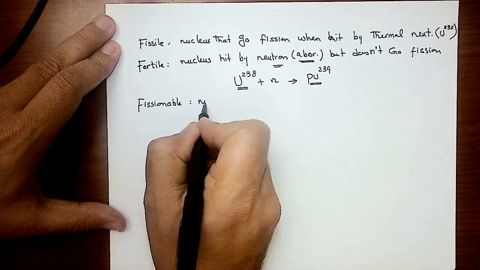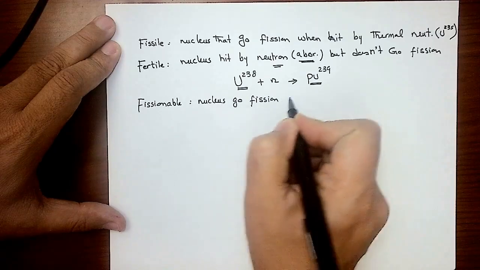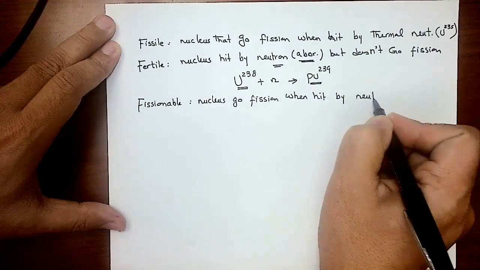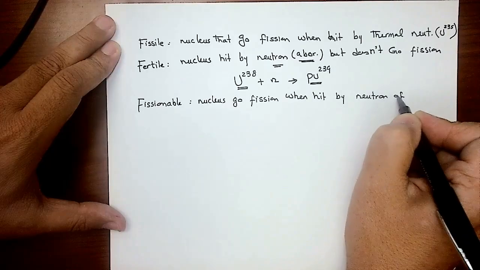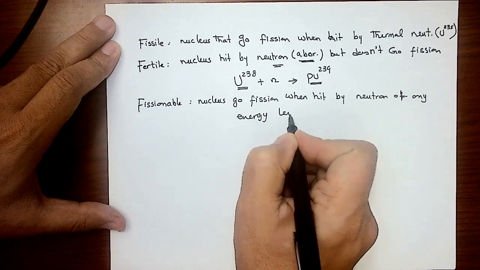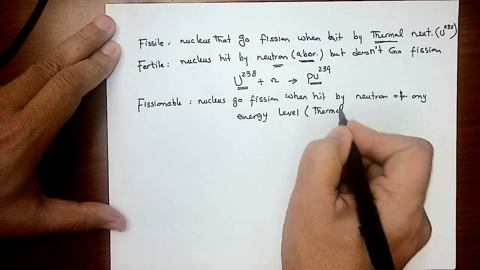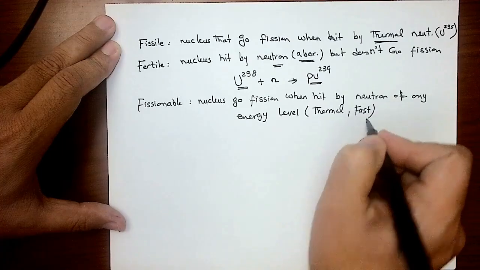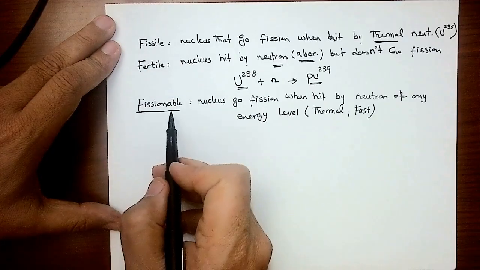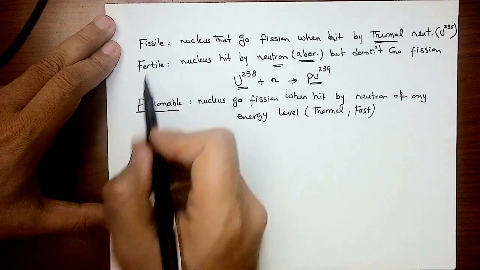This is the nucleus. It goes fission when hit by a neutron of any energy level, so it's not limited by the thermal. It could be thermal or could be fast. So it seems that fissionable is a big category that contains fissile. Every fissionable nucleus is fissile, but not every fissile nucleus is fissionable.